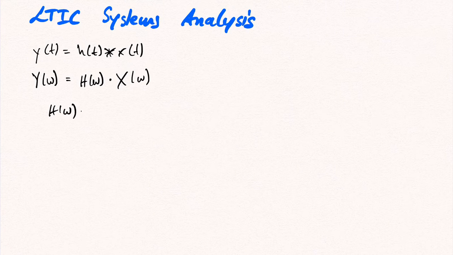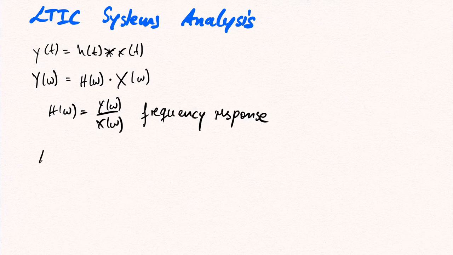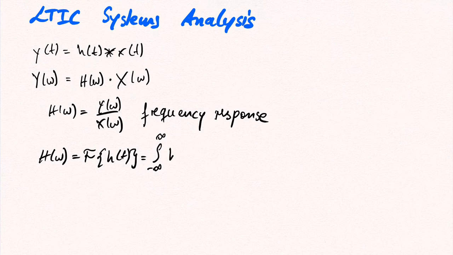H of omega is equal to y of omega divided by x of omega, and we call it the frequency response of the system. Since the frequency response h of omega is the Fourier transform of the impulse response, it is given by the integral between minus infinity and infinity of the impulse response h of t times e to the minus j omega t dt.